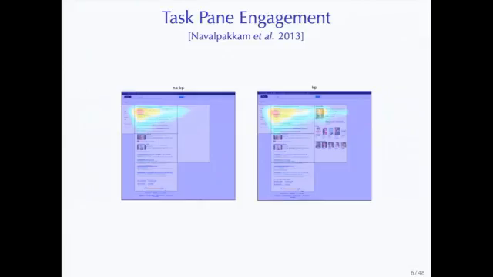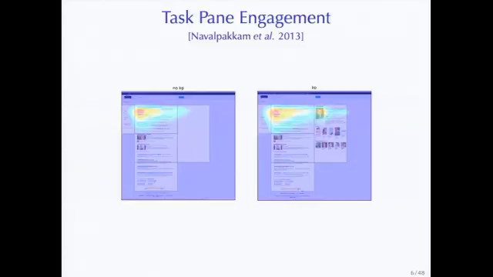Okay, so since I'm going to be talking about mouse, let me try to motivate mouse tracking a little bit. Here are a couple of heat maps of eye fixation, or visual attention, gaze on a search results page. On the left, we have a search results page which does not include the task pane or entity pane, and on the right, we have a search results page which includes the task pane or entity pane.